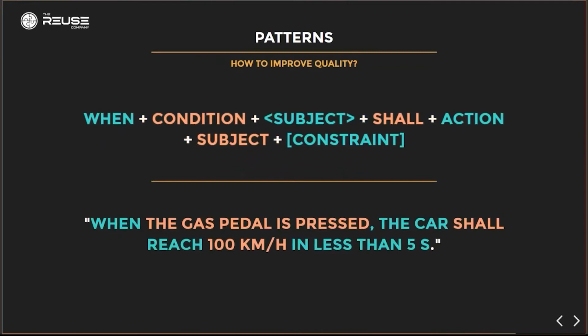You can substitute the different elements into this structure: shall, action, subject, and finally the constraint. Here you have another example. When the gas pedal is pressed, the car shall reach 100 kilometers per hour in less than 5 seconds. Okay, so this is basically a pattern.